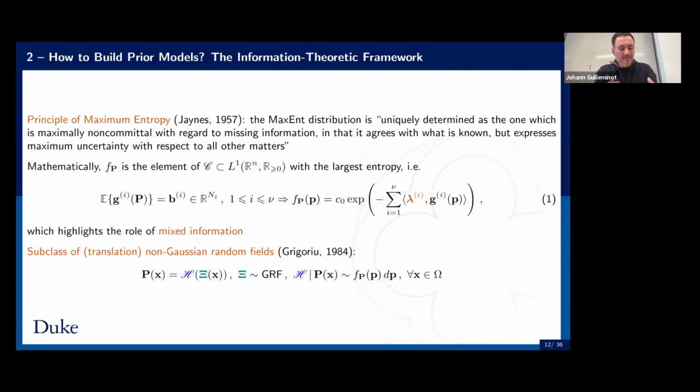But the message here is that we're going to split the construction into two different ingredients. And we essentially build H such that the distribution of P of X when X is fixed is essentially the maximum entropy distribution.